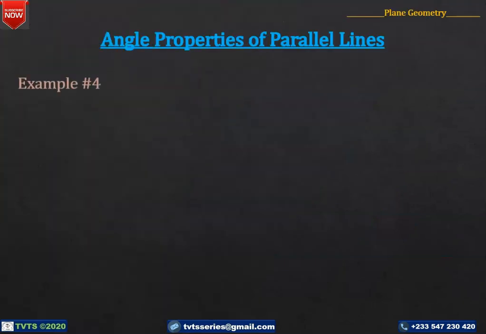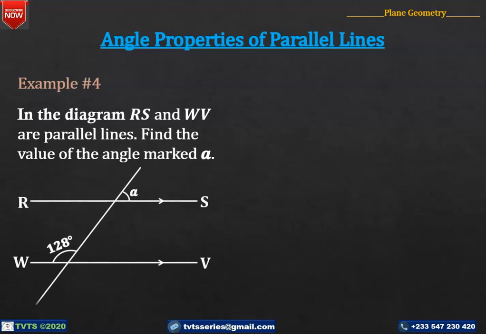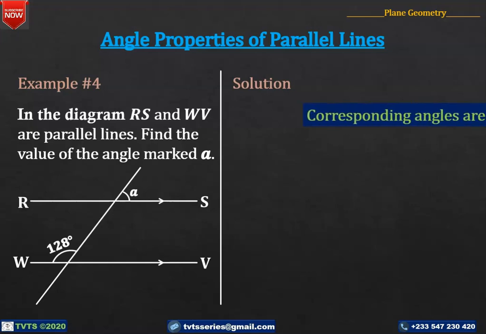Example 4. In the diagram, RS and WV are parallel lines. Find the value of the angle marked A. Solution. The first hint is that corresponding angles are equal. This angle and the angle here are corresponding angles. Therefore, this angle is also 128 degrees.